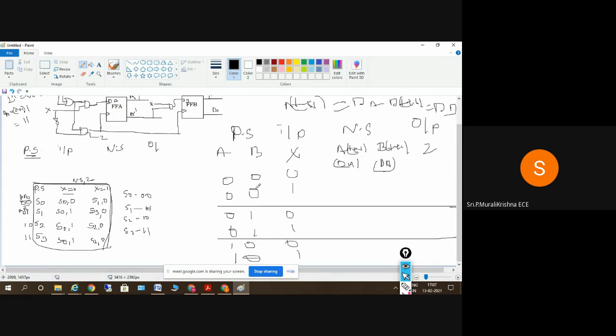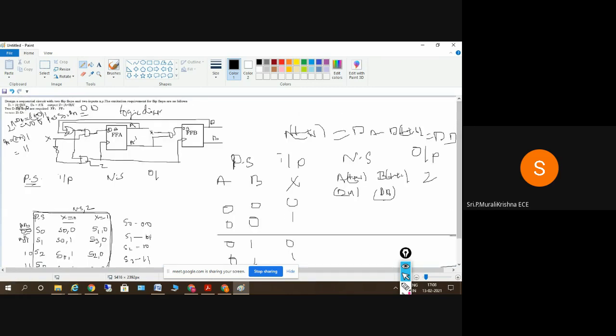And substitute these values. So what is the value of A of t plus 1? A of t plus 1 is equal to DA, which is equal to A plus B into X. With D flip-flops we can do this. So what is B of t plus 1? It is equal to DB, and the DB value is equal to A bar into X here. Yes or no? Yes, sir. And Z is equal to A plus B into X bar.